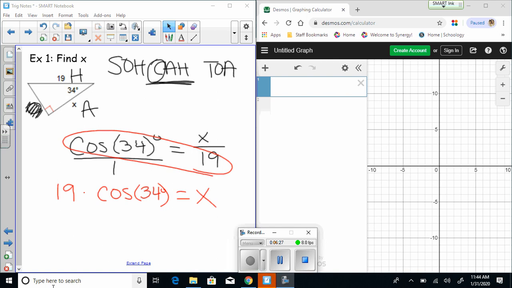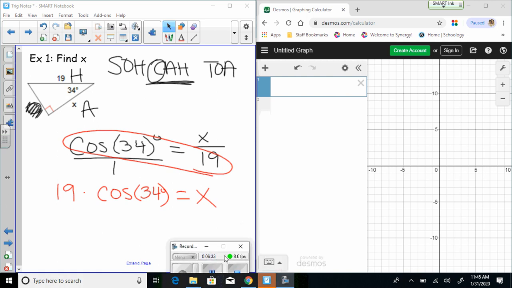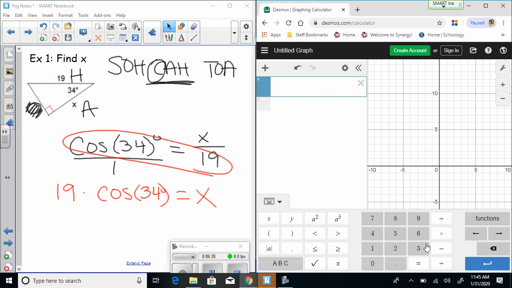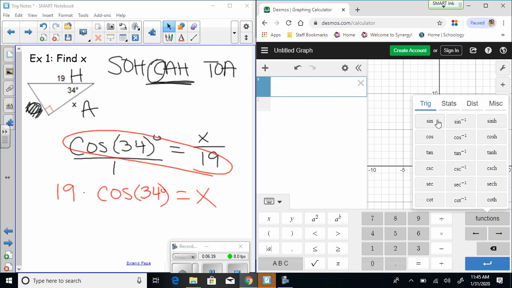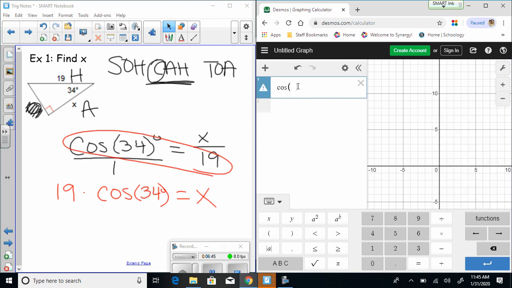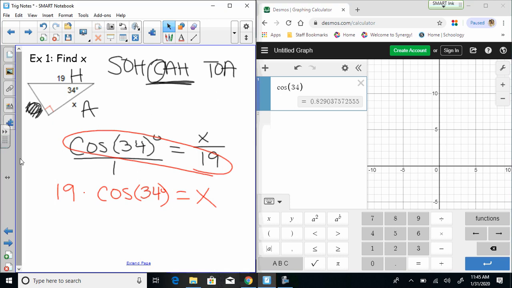So go over to your Desmos. And once you're here, you can do this a couple ways. You can look under functions, and then trig is the one that comes up. So now you have your sine, cosine, and tangent. And this one I'm going to pick cosine of 34. And there we get this decimal of 0.829. And we can just use that.